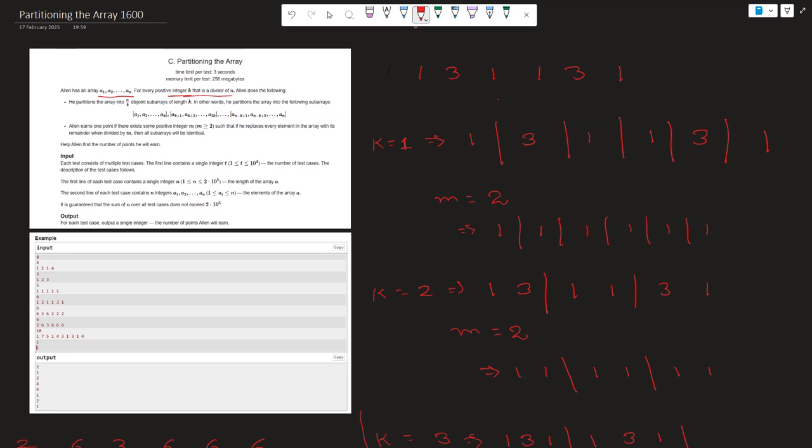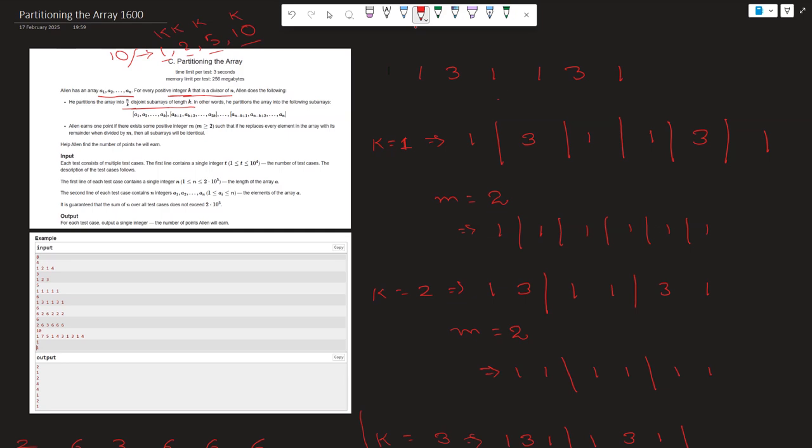So Alan does the following. First of all, he partitions the array into n by k disjoint subarrays of length k. So k will always be a divisor of n. Just for example, if the size of the array is 10, the divisors of 10 will be 1, 2, 5 and 10. So these can be the k values which we can take.